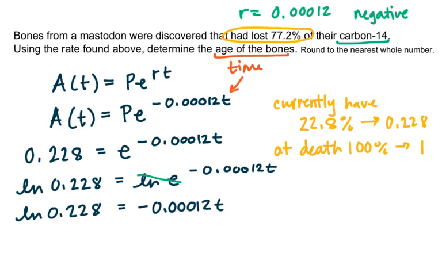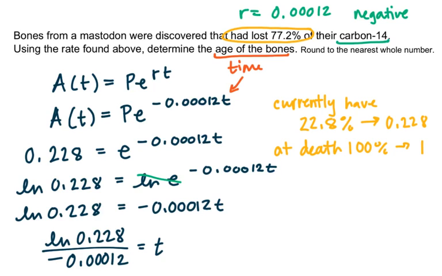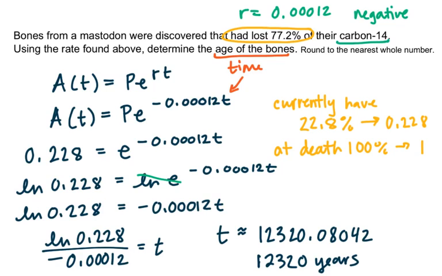So my last step would be to divide, and I've got the natural log of 0.228 divided by negative 0.00012. That's going to give me the time which these bones have been in the ground. And the time value that I end up with when I put that in my calculator is 12,320.08042. Or we could just say 12,320 years, which is a very old mastodon.